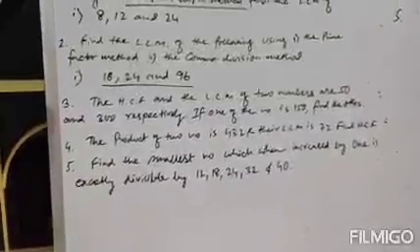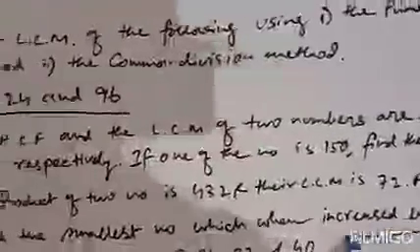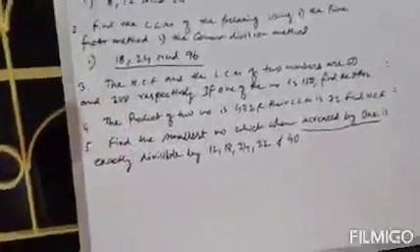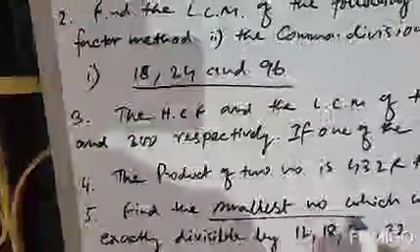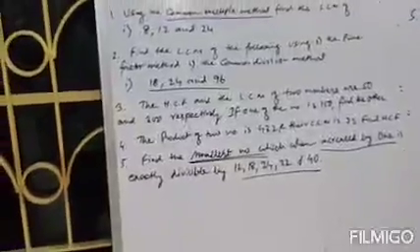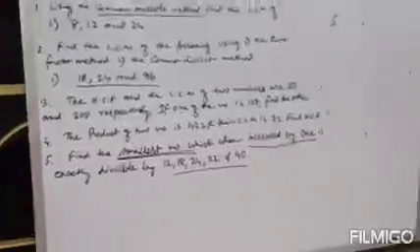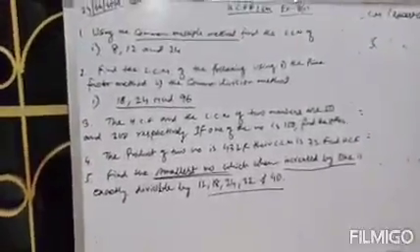Read carefully. Find the smallest number which when increased by 1, this is important, is exactly divisible by these numbers. As they are asking for the smallest number, we will first find the LCM of these 5 numbers. Clear?